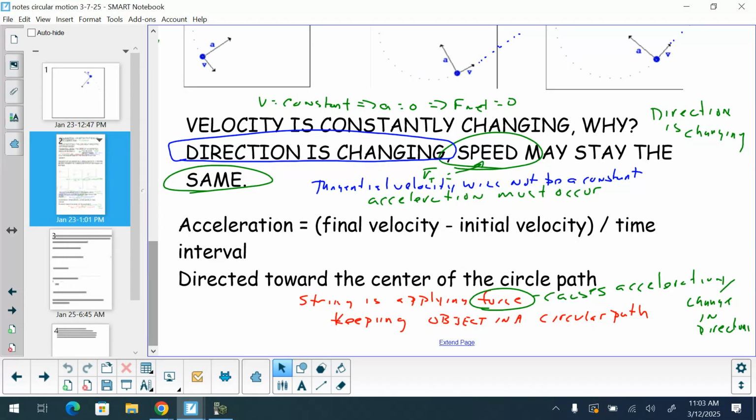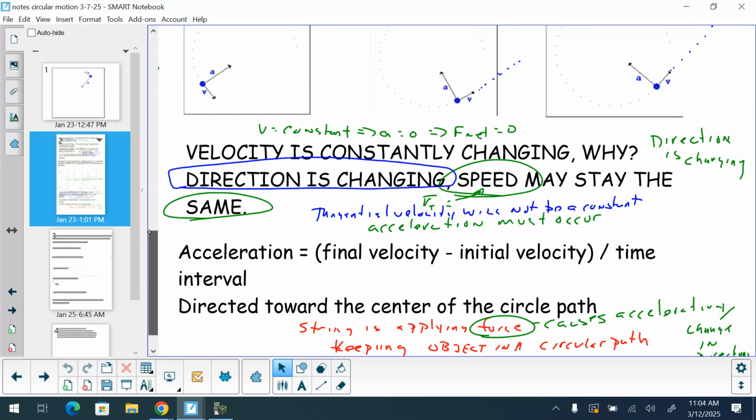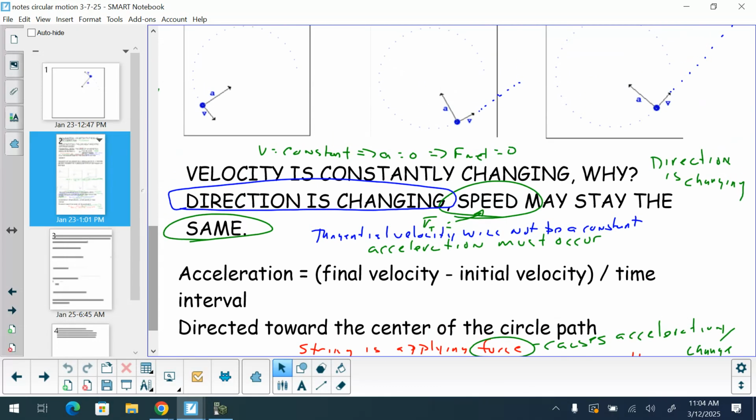Okay? So we have a force. If we have a force, we have to have an acceleration. So this acceleration is pointing towards the center of the circular path. My acceleration is going in here, which means your net force is going in that direction too.